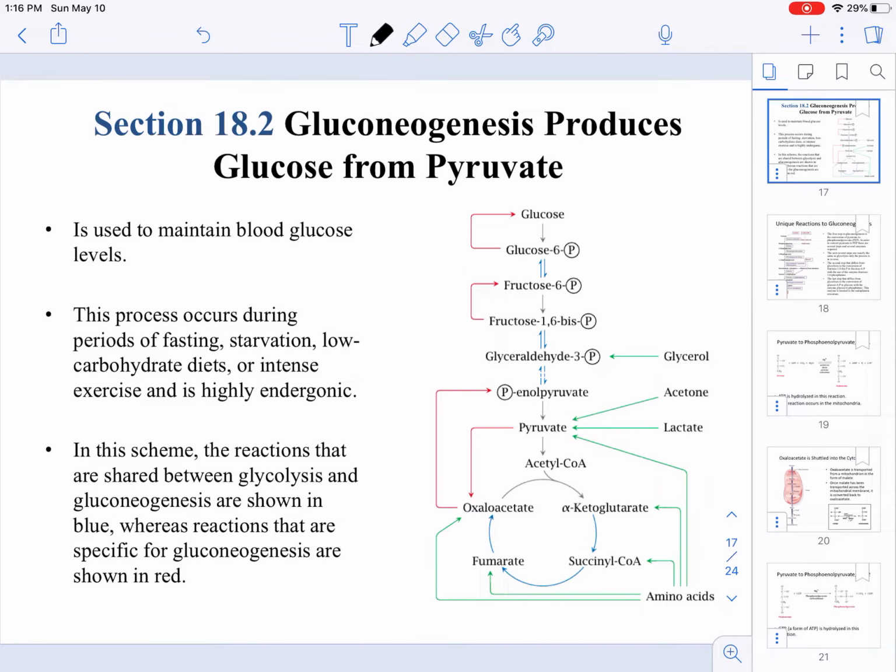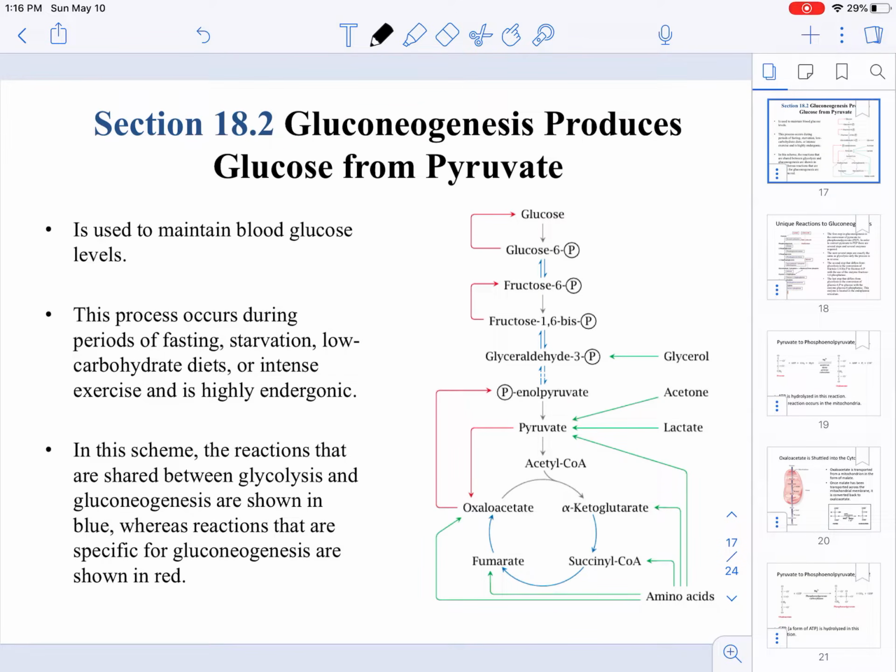In this video, we are going to look in detail at the process of gluconeogenesis. So we have already discussed that we can obtain glucose from our diet. We can obtain glucose from breaking down glycogen. And now we are going to be discussing a process in which glucose is going to be made from pyruvate by reversing the steps that we already discussed in glycolysis.